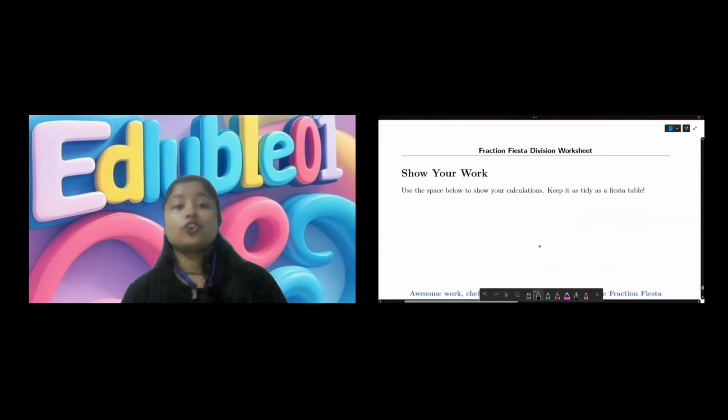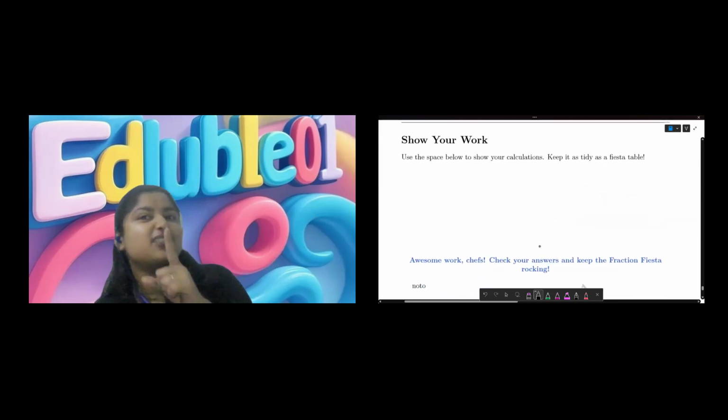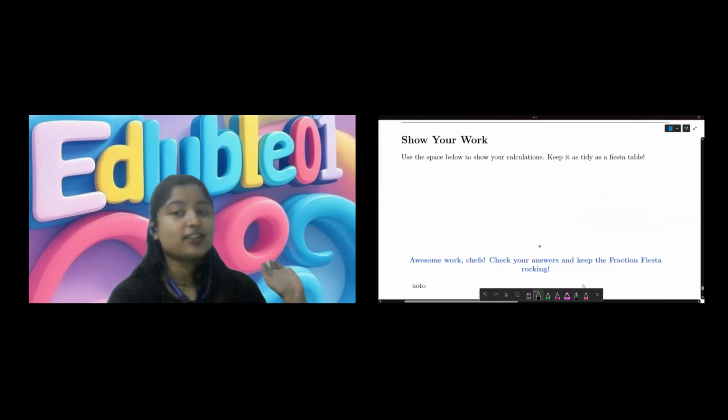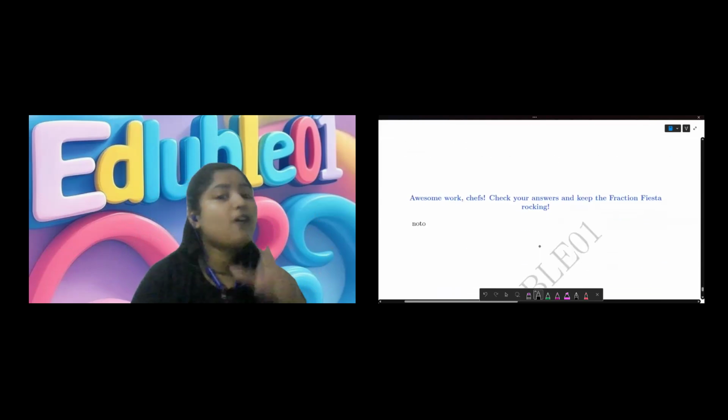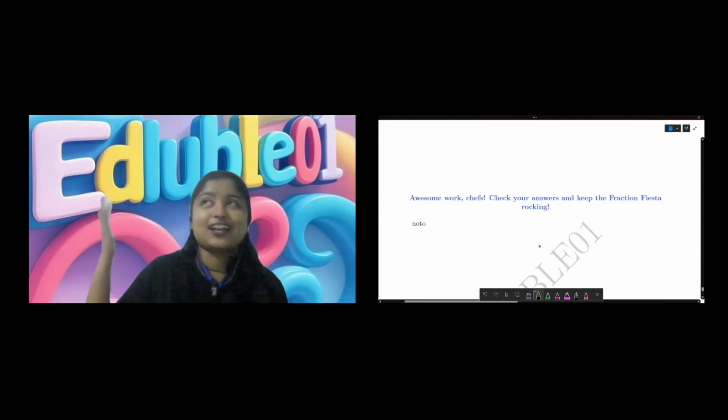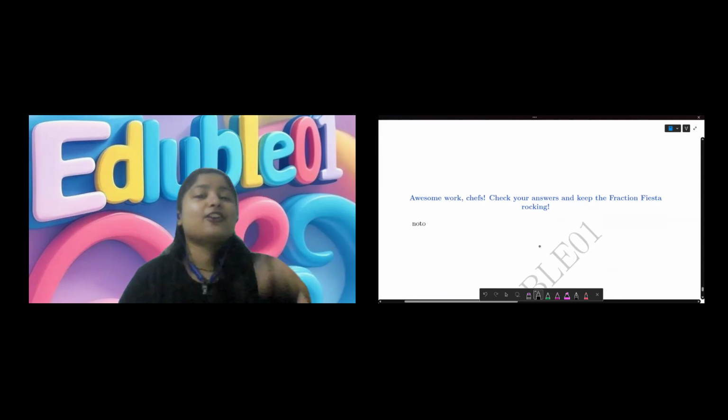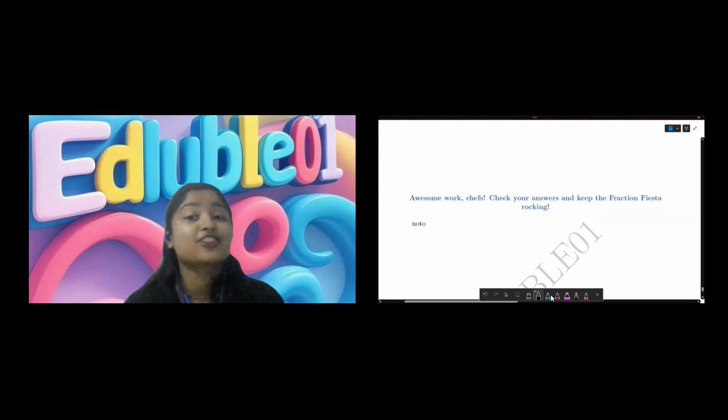You can show your work. You can do the question. Keep it as tidy as a feast table. Awesome work, chefs. I know you have solved the questions. Now check your answers and keep the fraction fiesta rocking.